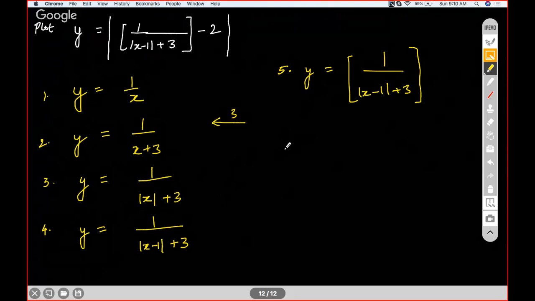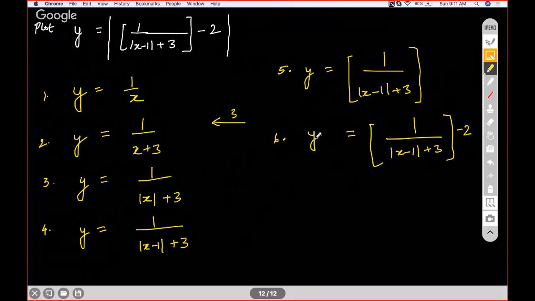Then after that, this thing is shifted 2 units down. That is equivalent to saying that you are sending this -2 on the other side, a +2. So -2 will come on the other side.